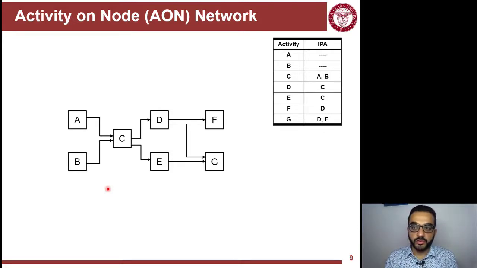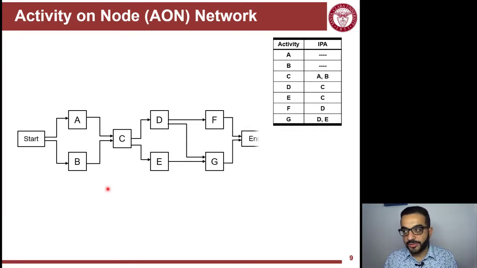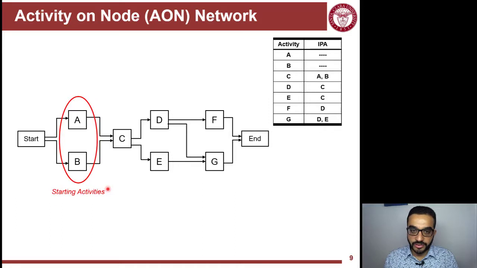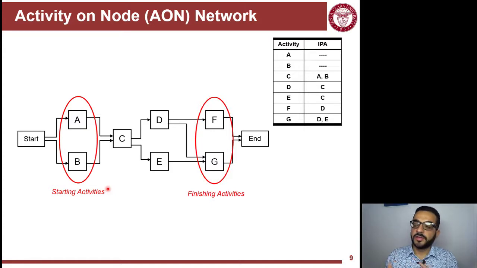So this is what we're going to do. Even if I don't have one single node for the project, I will create one. So kind of a dummy node here, I will call it start. And then I will have a dummy node at the end called end. So from the start, any arrows going out of it go to starting activities. And any arrows coming into the end come from finishing activities. So it wraps and summarizes the network here.